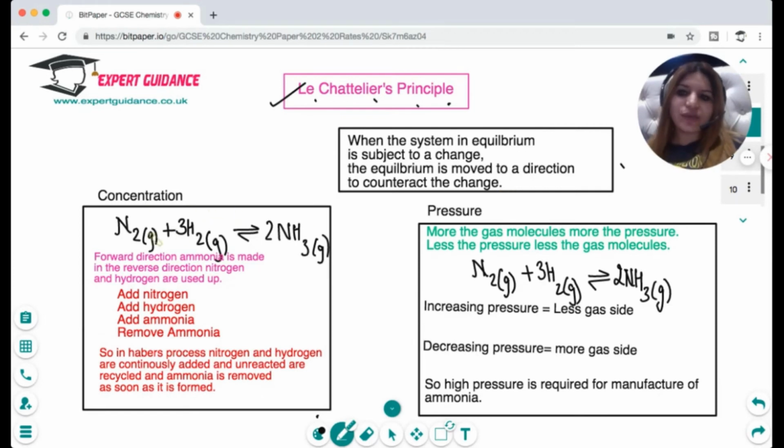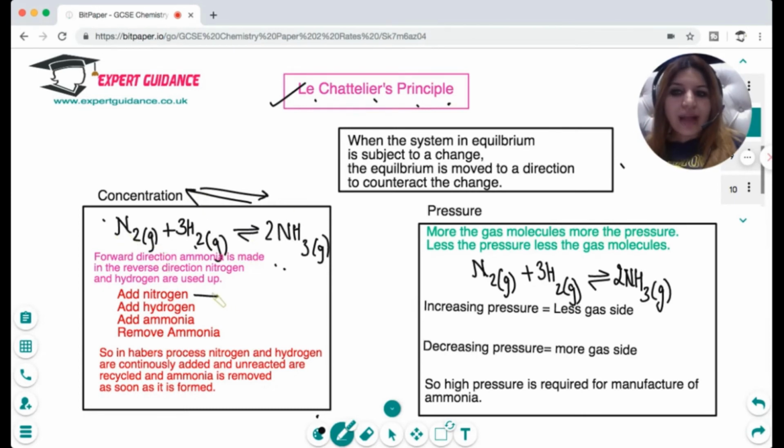Just see this reaction. This is the ammonia manufacture, where nitrogen and hydrogen give ammonia. So in the forward direction, what is happening? That is to the right, ammonia is being made and nitrogen and hydrogen are getting used up. In the reverse direction, what is happening? Ammonia is used up and nitrogen and hydrogen is made.